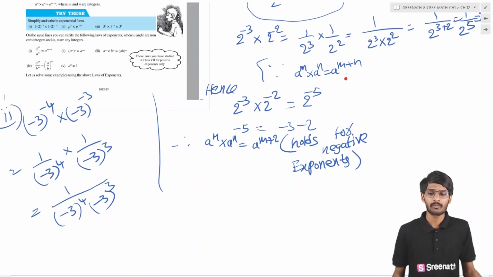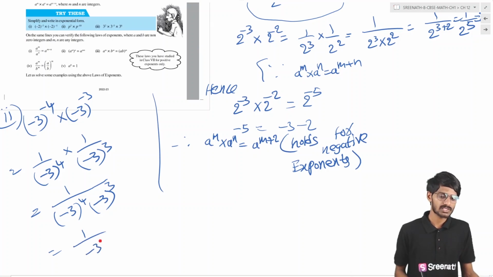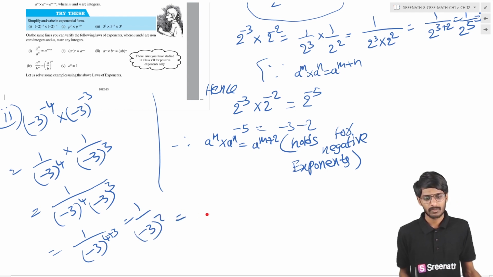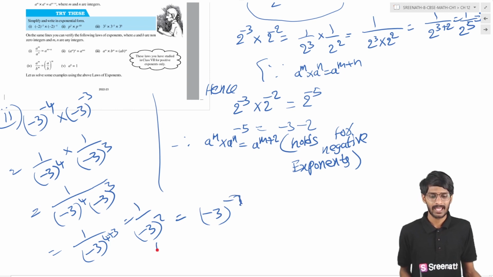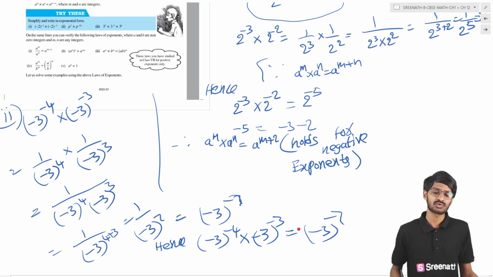So according to the a power m into a power n equal to a power m plus n formula, we can write this as minus 3 whole to the power of 4 plus 3. So that will become 1 by minus 3 whole to the power of 7. So that will become minus 3 whole to the power of minus 7, students. So hence minus 3 whole to the power of minus 4 into minus 3 whole to the power of minus 3 is giving minus 3 whole to the power of minus 7, students.